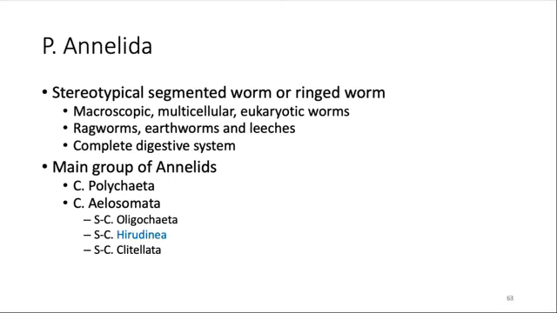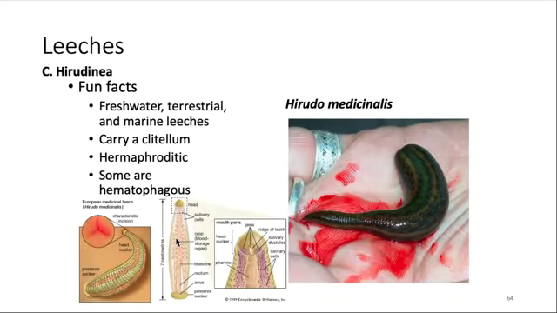The main groups of the annelids in terms of the classes are the Polychaeta and the Clitellata as well. And then the subclasses, we have Oligochaeta and Hirudinea. I'll just briefly talk about the Hirudinea, because they are the leeches. They are freshwater types and marine types.